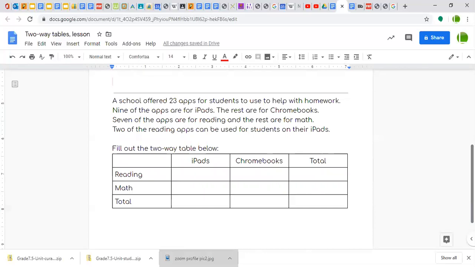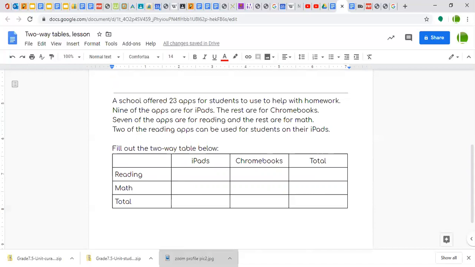School offered 23 apps for students to use to help with homework. 9 of the apps are for iPads and the rest are for Chromebooks. Now, these things are already labeled, but I need you to understand that if they weren't labeled, I could do the iPads and Chromebooks, I could put them over here. I could put the reading and the math up here.